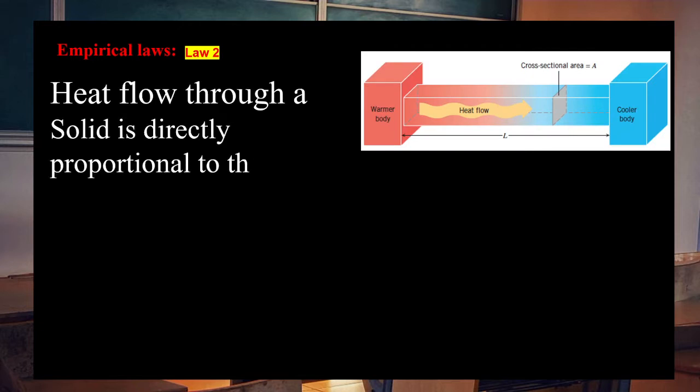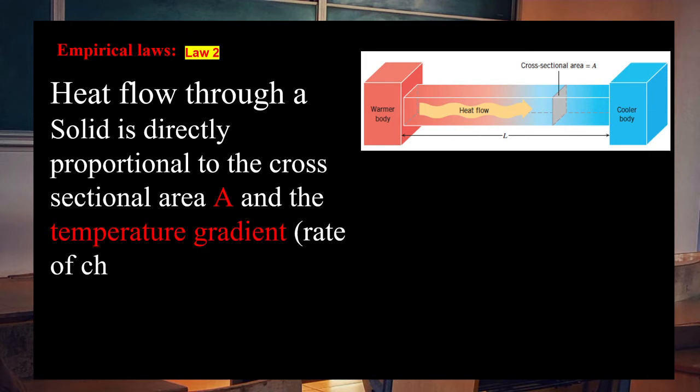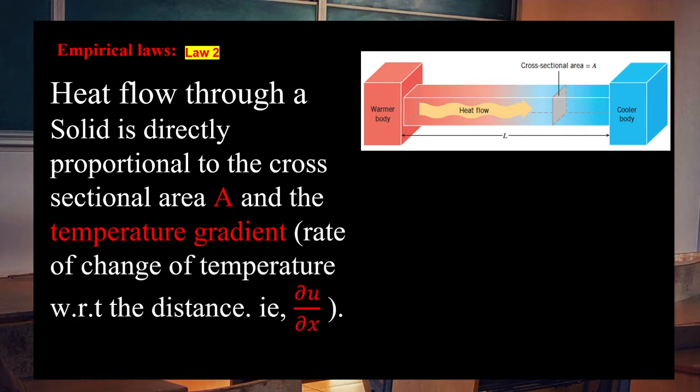Heat flow through a solid is directly proportional to the cross-sectional area A and the temperature gradient. What is temperature gradient? Temperature gradient is nothing but the rate of change of temperature with respect to the distance, that is ∂u/∂x. That means if Q is the heat flow through a solid, then Q = KA ∂u/∂x, where K is the proportionality constant known as the thermal conductivity of the material.